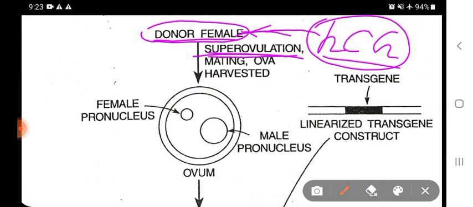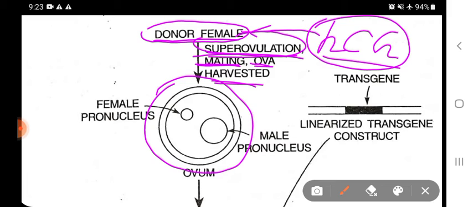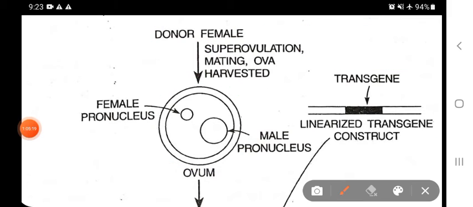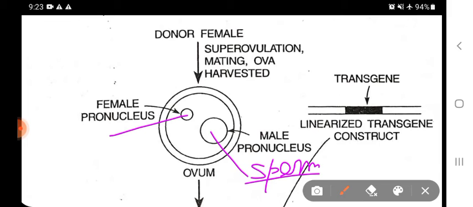After superovulation, they are subjected to mating with the male animal. The ova, which is the plural form of ovum, are harvested and taken out in order to do the microinjection technique. Here we can see, after mating, the male pronucleus, which is what the sperm donates, and this is the female pronucleus, which is the main nucleus of the ovum.